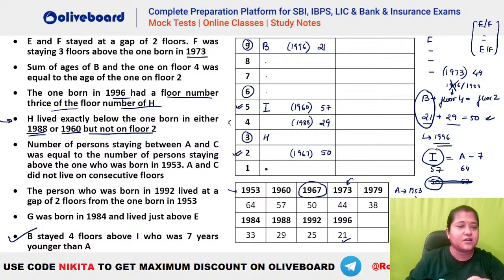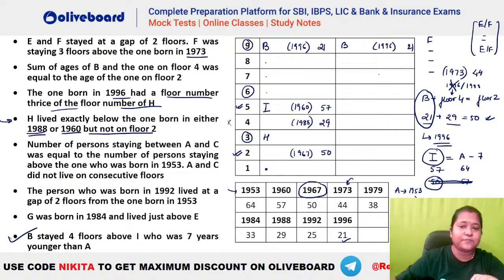Let's check. So now we have already E and F, right? Let's try to place E and F also. Let's see where we can place F. We know that F has to be 2 floors above 44, right? So F has to be 2 floors above 44. So what are the possibilities? Let's make the case.